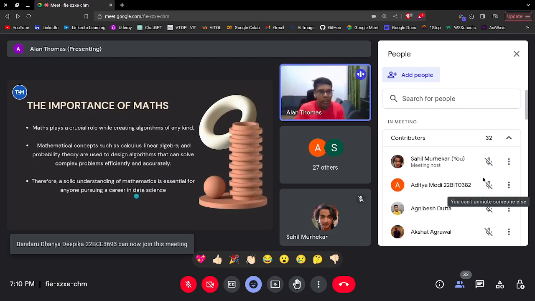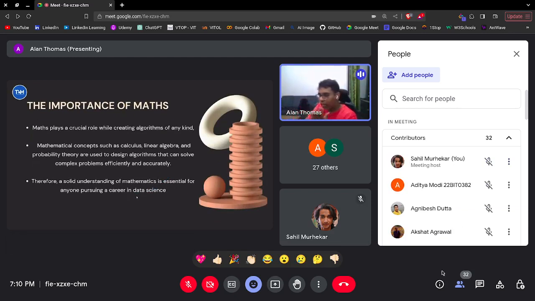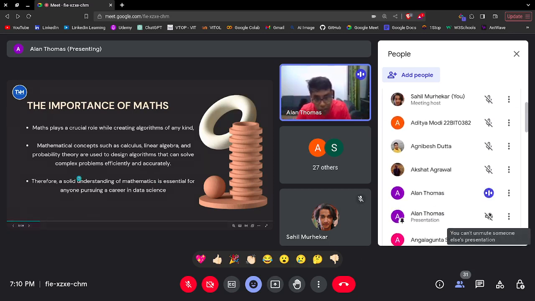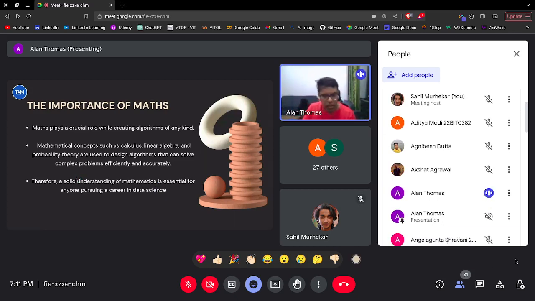Why is maths important? Maths plays a crucial role in any algorithms, right? Not just CS. It can play a part in chemistry, science, anything in general. And the mathematical concepts of calculus, linear algebra, and probability theory are very important just to design algorithms, especially in computer science, but in any field in general.